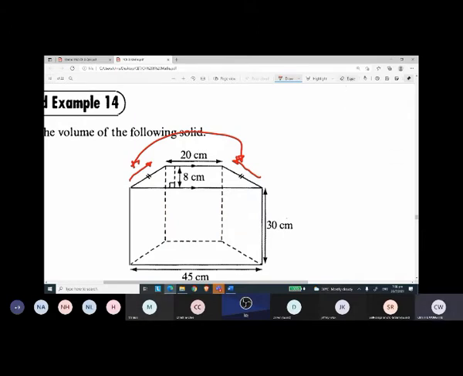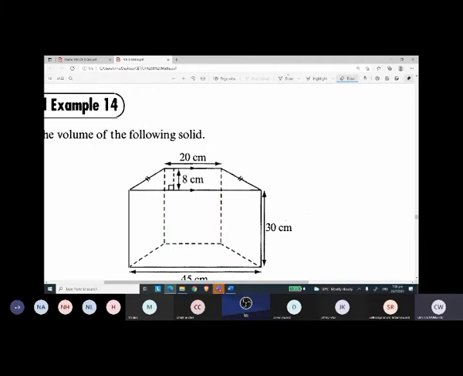Yeah, but the top and the bottom, you all agree is the same. So is this a prism? The answer is yes, it's a prism. Now I want you to look at one side, okay? I want you to look at one side.